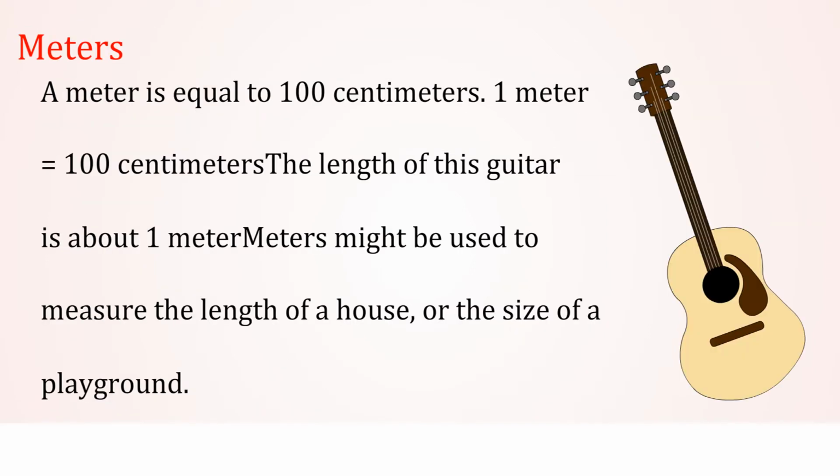A meter is equal to 100 centimeters. 1 meter is equal to 100 centimeters. The length of this guitar is about 1 meter. Meters might be used to measure the length of a house or the size of a playground.